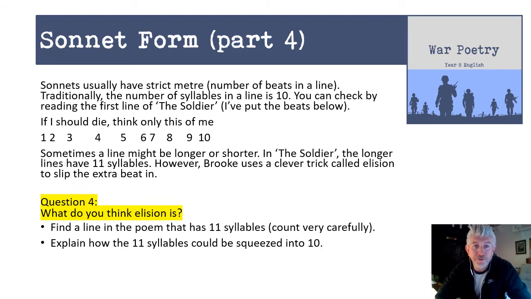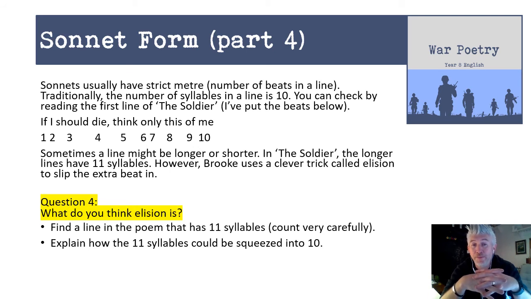Sonnet form part 4. Now we're moving on to the idea of meter and the number of beats in a line. A sonnet usually has a strict meter and a set number of beats in a line. Traditionally, the number of syllables in a line is 10, and you can check by reading the first line of The Soldier, and I've put the beats below. A bit like we did earlier when going through the terminology: If I should die, think only this of me. If I should die, that's 4. Think only this of me. There's our 10 beats.